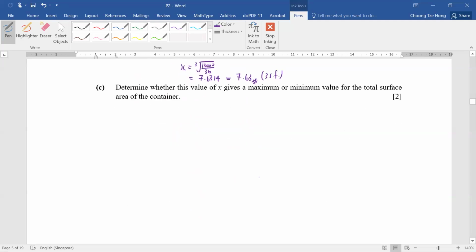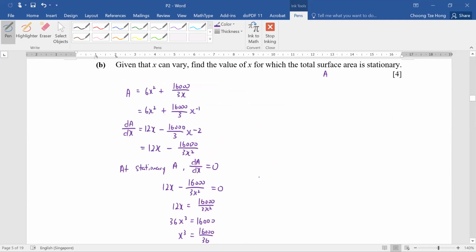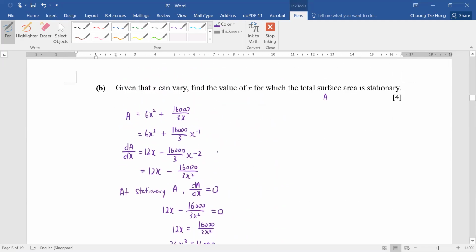The last part is a common question frequently asked: determine whether this value of x gives a maximum or minimum value. So far we know that it gives a stationary value, but a stationary value can be a maximum or minimum, right? So how do we verify which it is? We can use either the first derivative test or the second derivative test. How do we decide? It's actually very easy. We just ask ourselves one question: is it easy to differentiate dA/dx one more time? If it's easy, then we'll just find d²A/dx². In this case, it's quite easy to differentiate one more time, so that's what we're going to do.